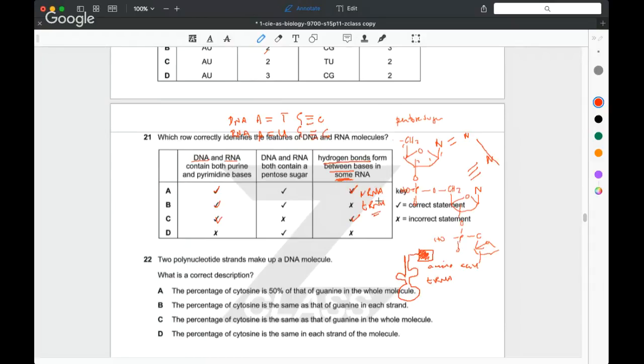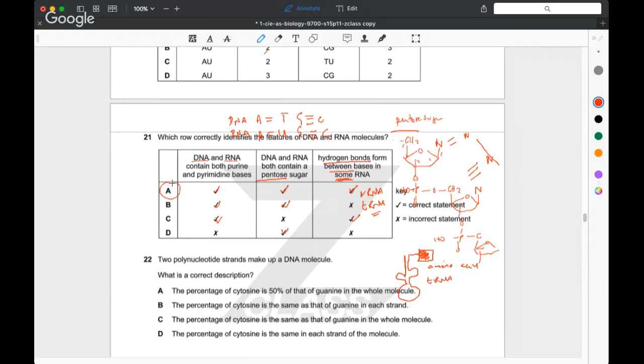Well, that's true because these nucleic acids don't have the 6 carbon sugar like we saw with alpha and beta glucose earlier on. We're now looking at a 5 carbon sugar, a pentose sugar, and it's true that both RNA and DNA have this 5 carbon sugar, the pentose sugar. So that, and that. And so if we look across the table now, the only row that has got ticks in all columns is A.